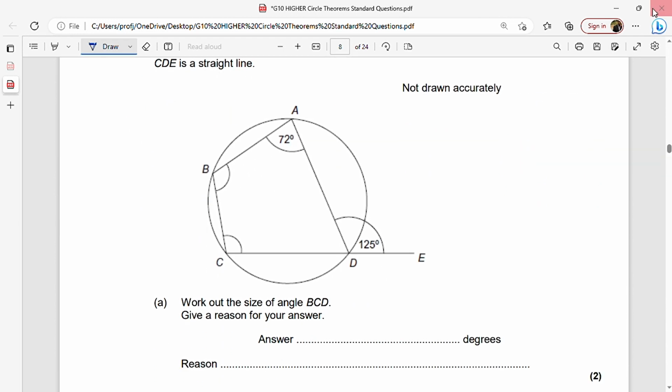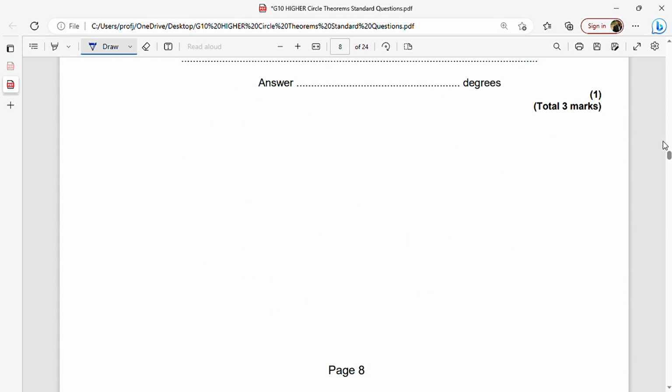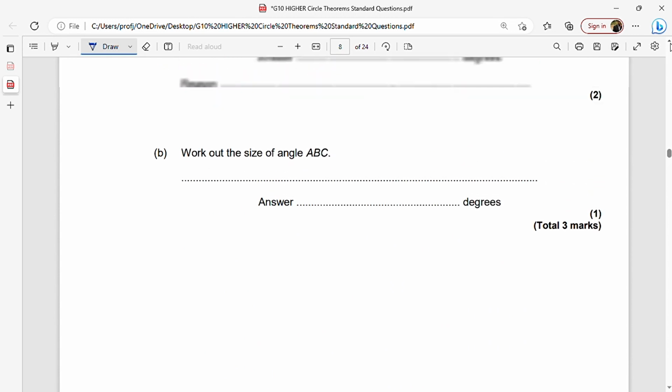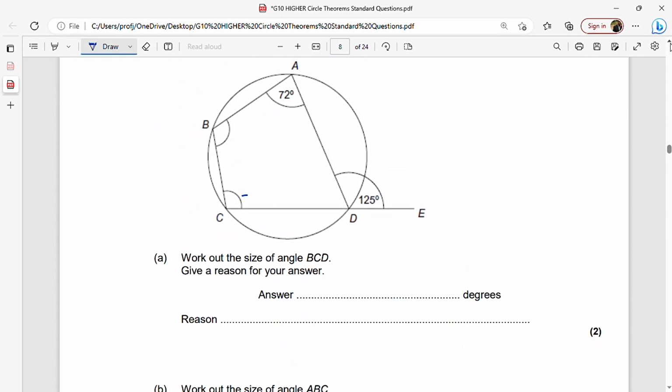Alright, look at this question. It said work out the size of angle BCD. Okay, so what's BCD? We're looking for this particular angle here. And what else do they ask us to look for again? They must ask us to look for something else. You can't just ask us to look for BCD. Sorry about that. Okay, so it said BCD and ABC.